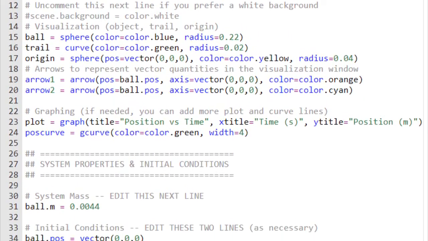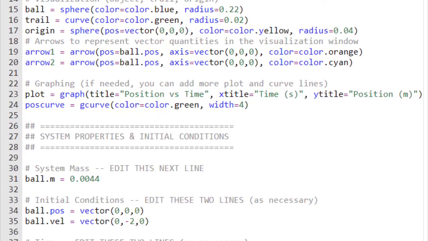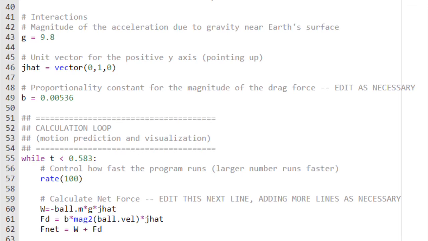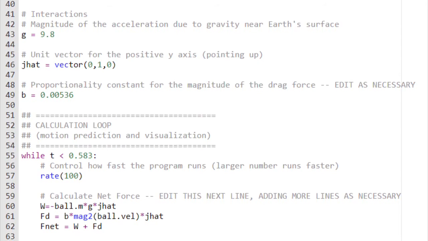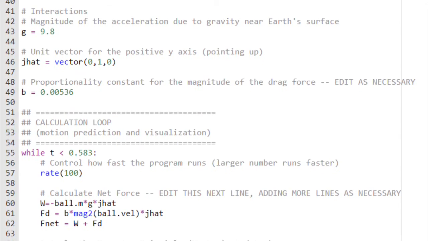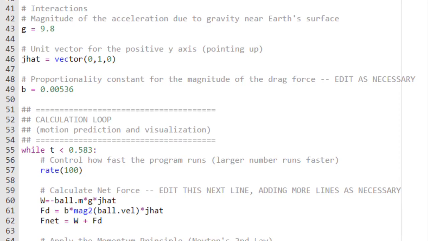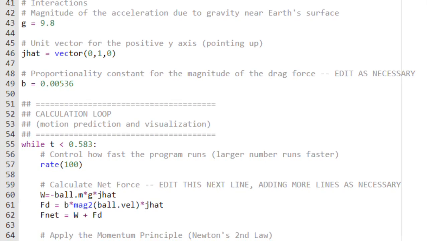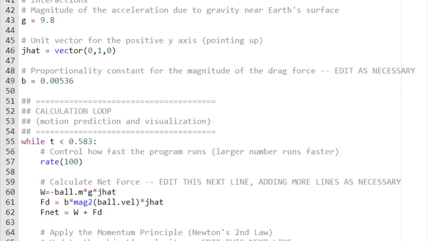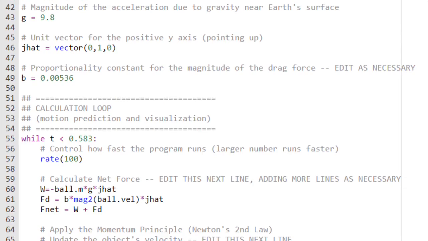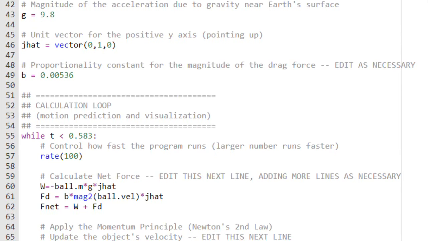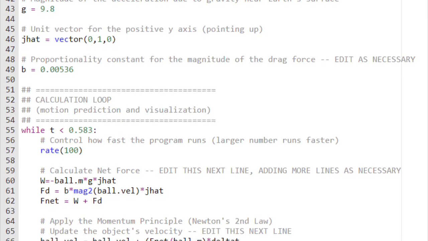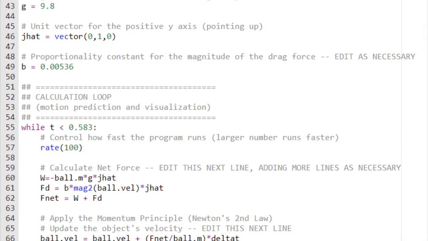So using Newton's second law, I described the velocity in the y direction, and since the velocity is not constant, I had to describe the net force. The net force has two forces included in it: the weight force, so mass times gravity, and the drag force. The weight force is in the negative y and the drag force is in the positive y direction.